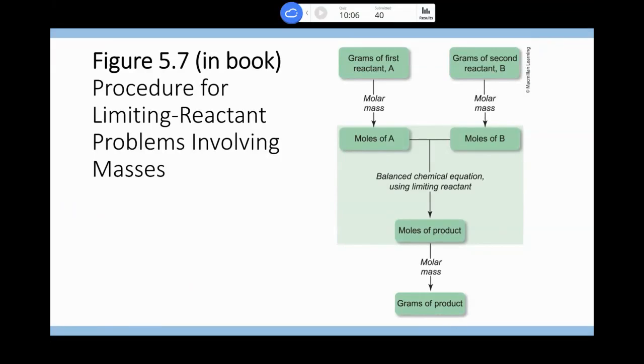So if you have the masses of both reactants, you need to convert the masses to moles and then determine which one is limiting and which one's in excess. And then you can use the balanced chemical equation using the limiting reactant to determine the moles of product that's produced. And if you want to determine mass, then use molar mass to convert to grams.